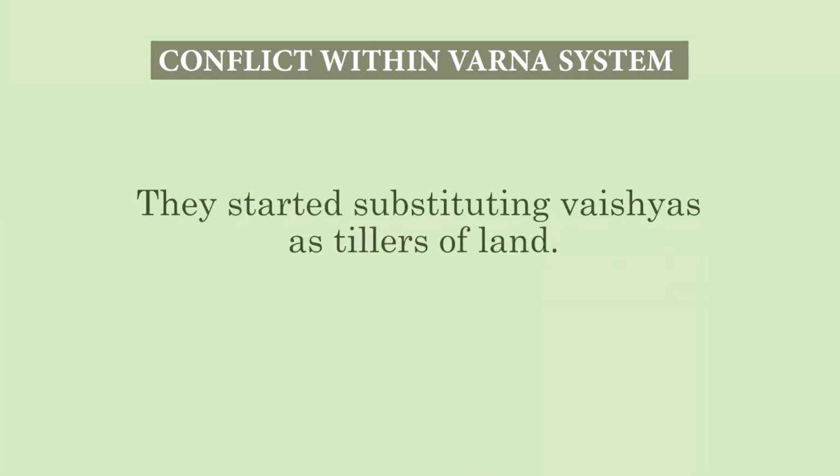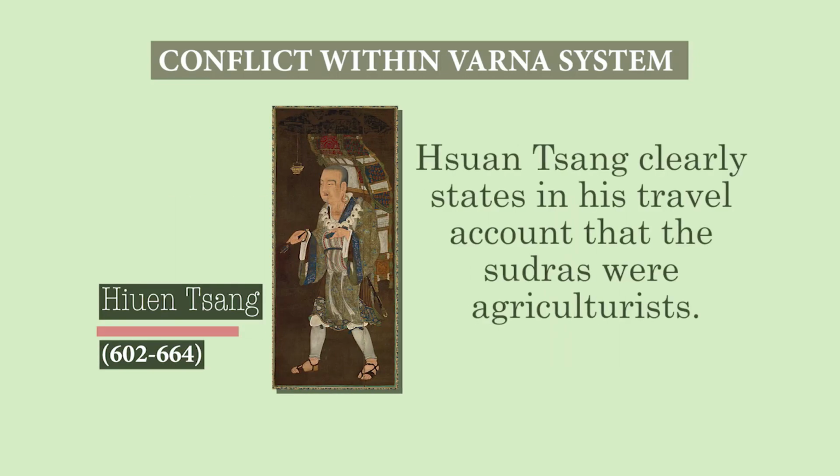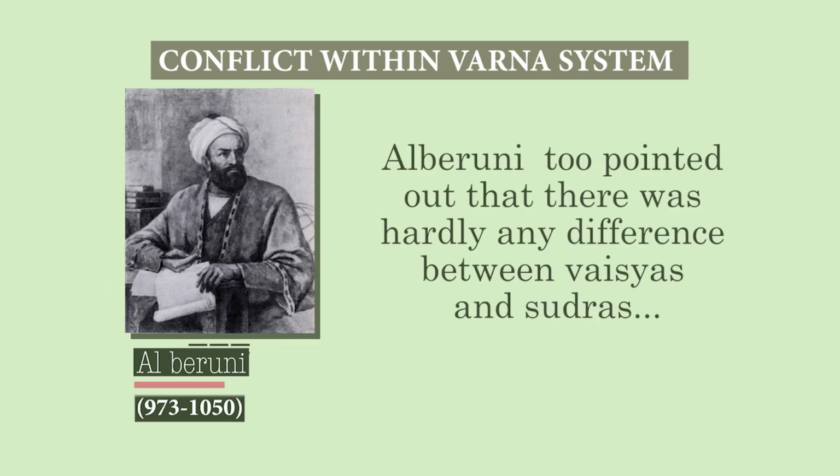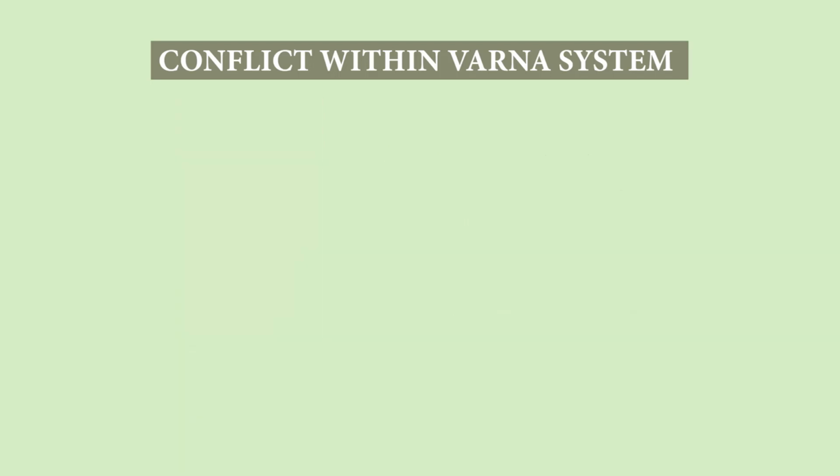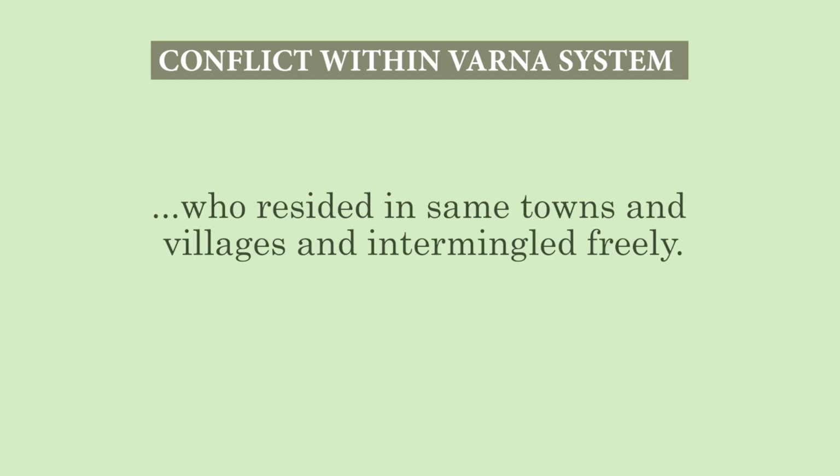They started tilling lands, substituting the Vaishyas as the tillers of the land. Huen Sang clearly states in his travel accounts that the Shudras were agriculturists. Al-Biruni too pointed out that there was hardly any difference between the Vaishyas and the Shudras. They interacted freely, intermixed in their social setup, visited each other's house, and so on.